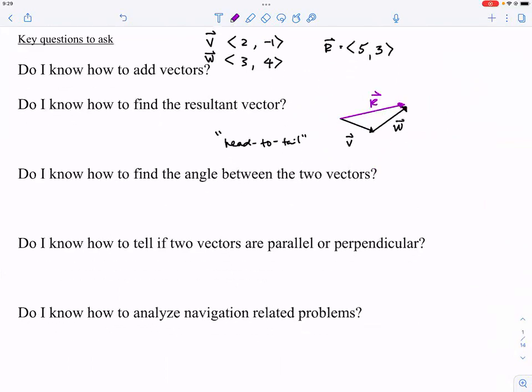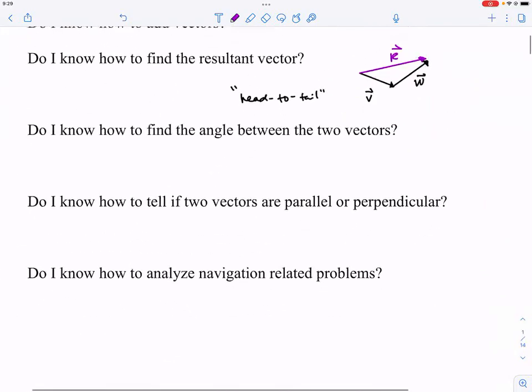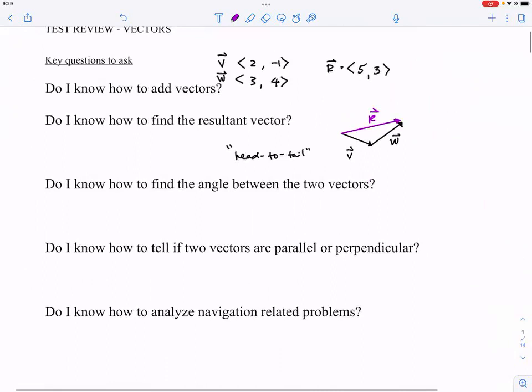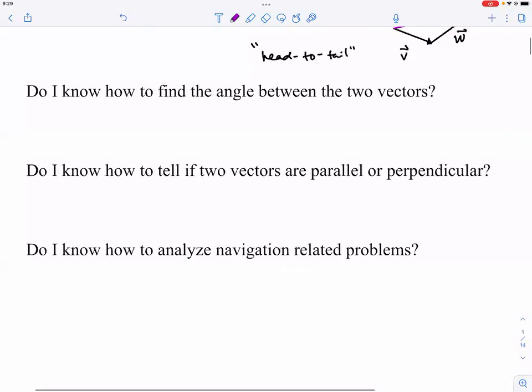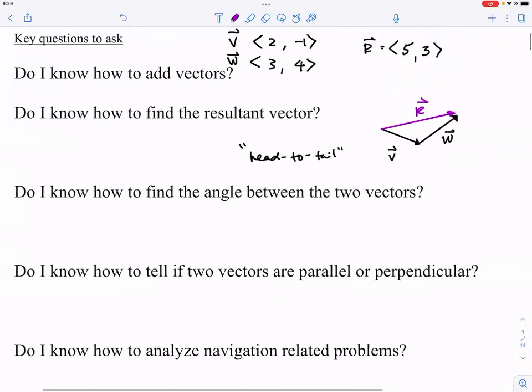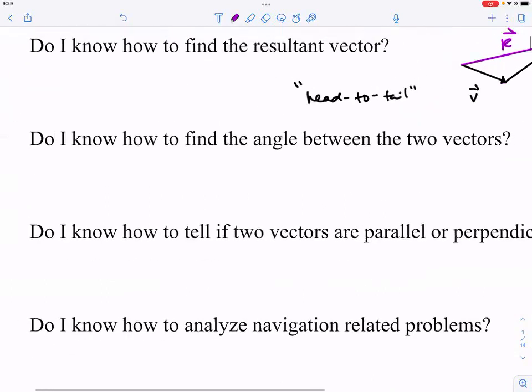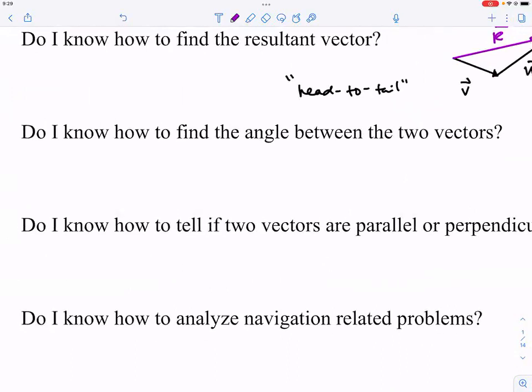Now, there are a couple of more specific skills that we went over, and we hope that you can retain them and show them on the quiz tomorrow and also on the test next Monday. One thing is, if you have 2 vectors like the ones I showed you, could you find the angle between the 2 vectors?